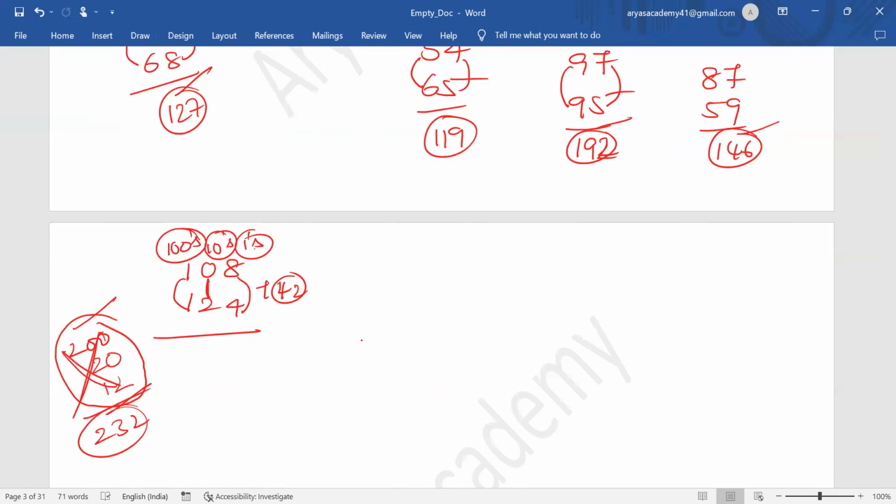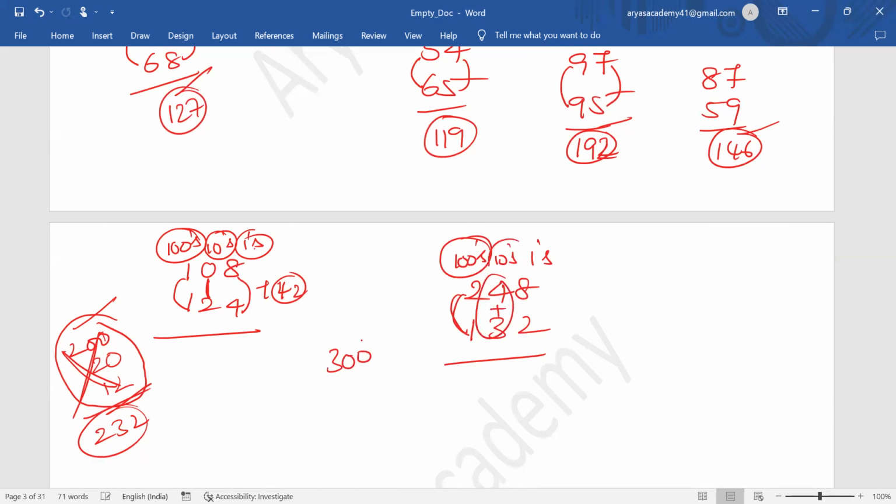Okay, so let me take the second example. I'm considering 248 to add with 132. So this is what position? Hundreds. And this is what position? Tens. And this is 1. 2 plus 1, 3. Position value 100. So 3 into 100, 300. 4 plus 3, 7. Position value 10. So 7 tens are 70. 8 plus 2, 10. Position 1. 10 ones are 10. So if you add it up, you'll understand the answer is 380.